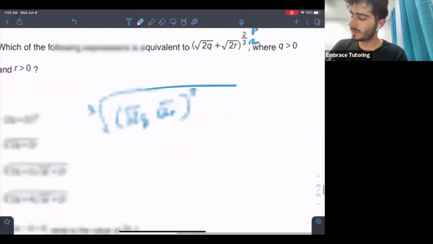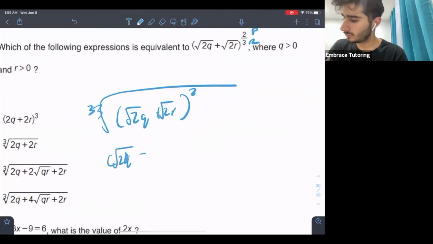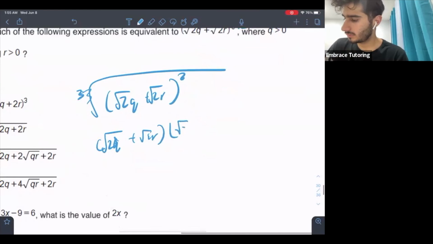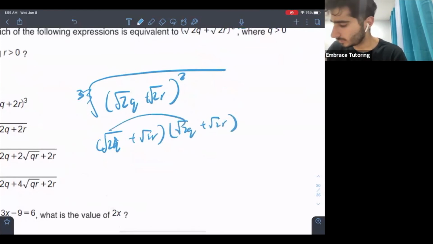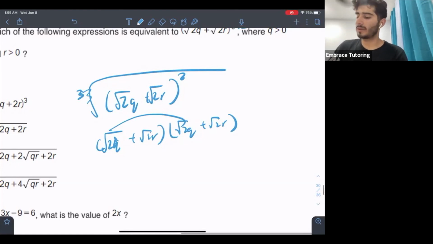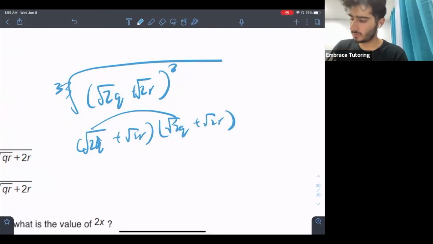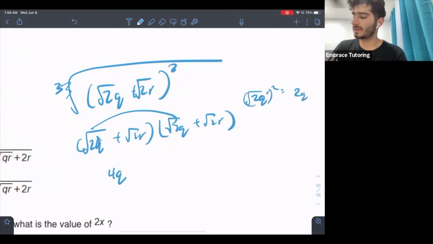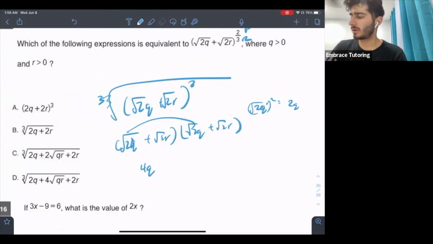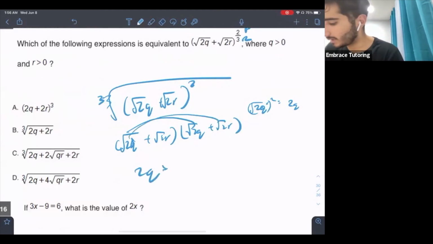So you could ignore this for now and then just do radical 2q plus radical 2r times radical 2q plus radical 2r. Distribute or do foiling: first, outer, inner, last. That's your binomial multiplication. And then you would have radical 2q times radical 2q, which you square, right? You get just whatever's on the inside. So you get 2q.